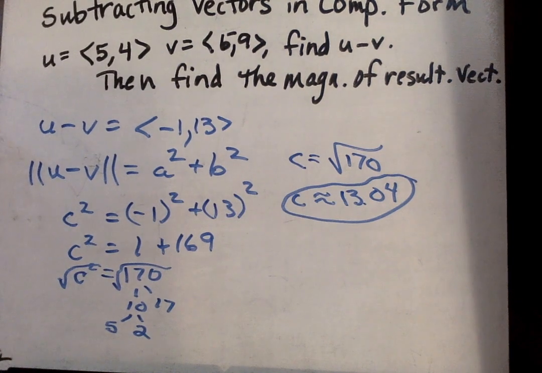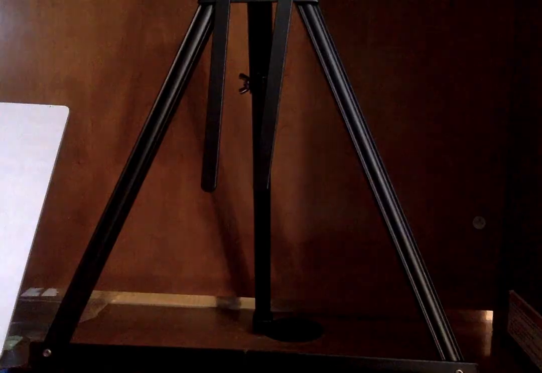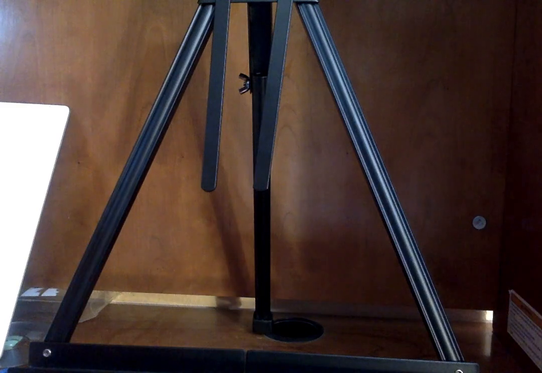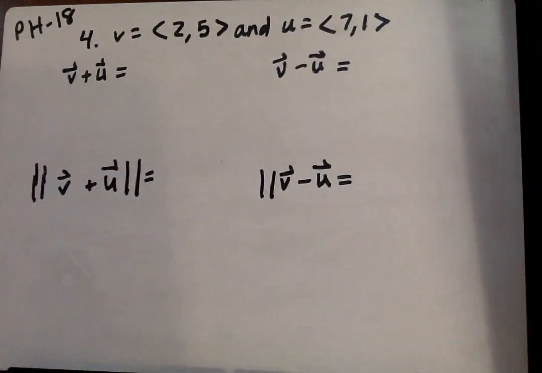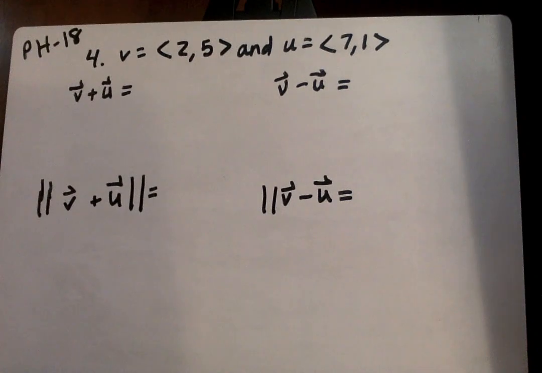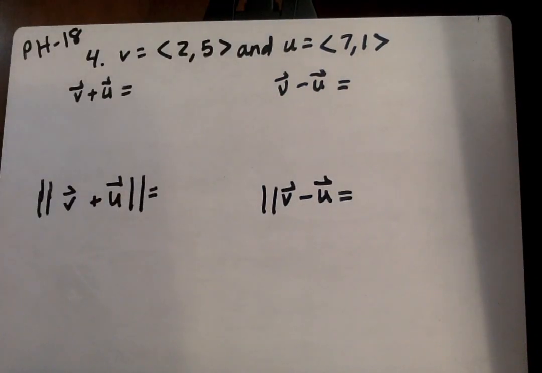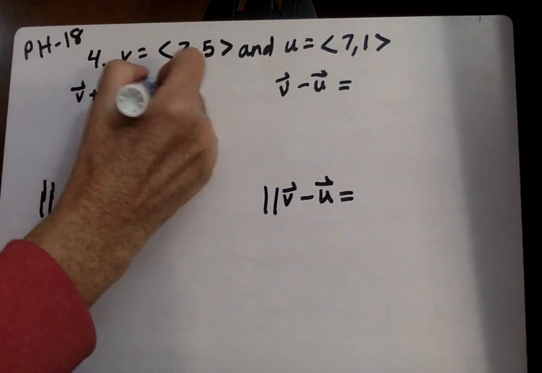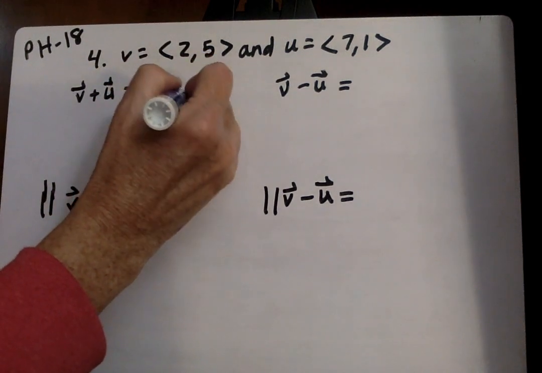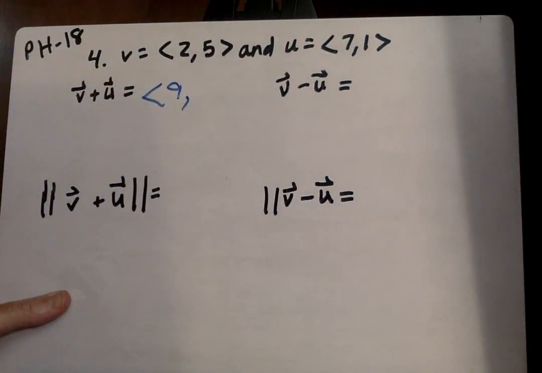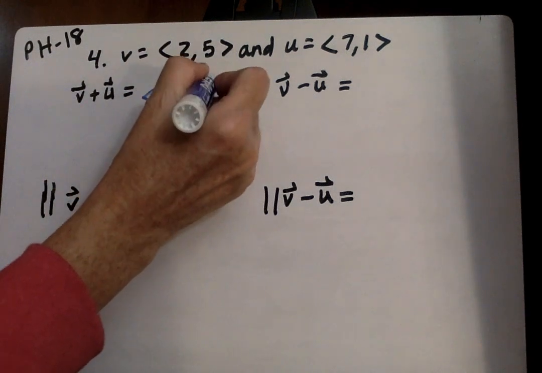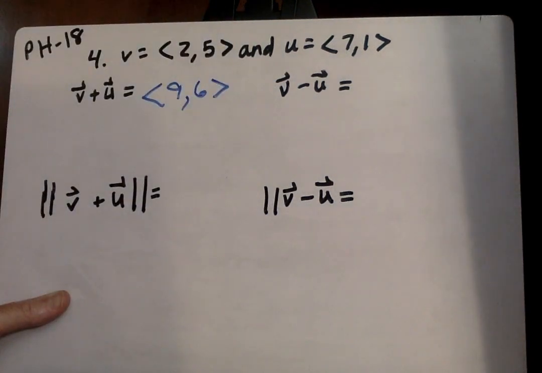Now let's do an example of both adding and subtracting. Go on to the next page, the H18. So we have our v and our u. First thing we want to do is v plus u. So we're adding 2 plus 7, 9. 5 plus 1. Oh, there's not even any negatives on here. 5 plus 1. Well, that was pretty easy.